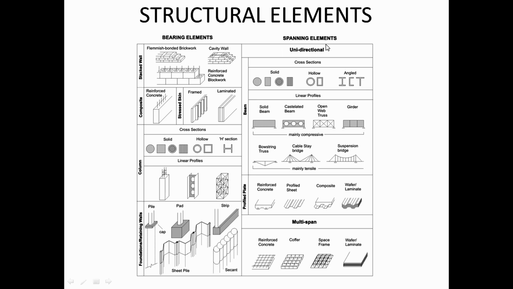So spanning elements is broken down into two major areas: unidirectional and multi-span. The reason for doing this is, again, it relates back to how the loads are carried back down to ground. All of these unidirectional spanning elements are effectively spanning from one point to another point laterally, if you like. That means that the loads are carried as if they're all bridges. You might as well consider them all to be bridges, although of course in reality you are designing mainly floors and roofs.